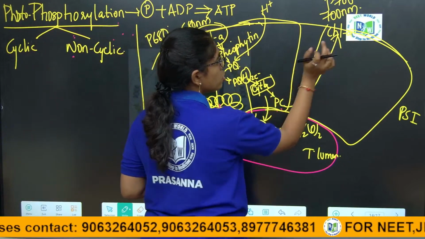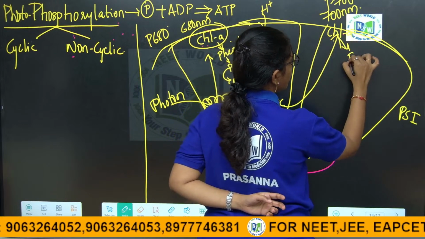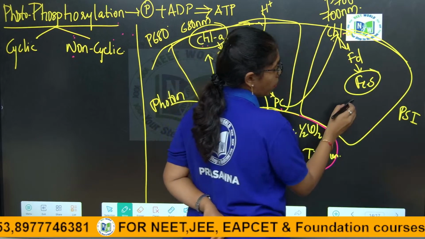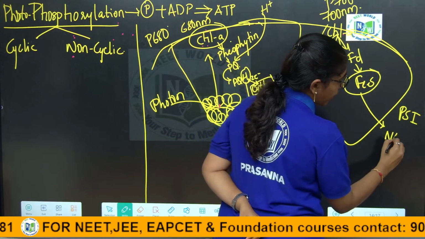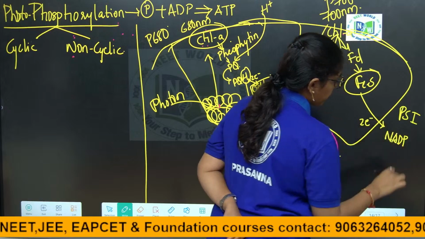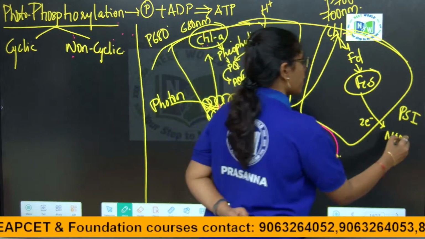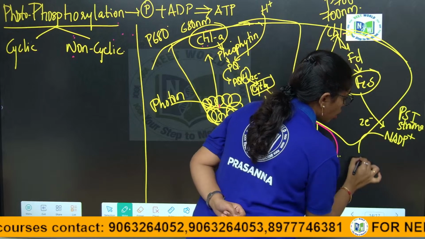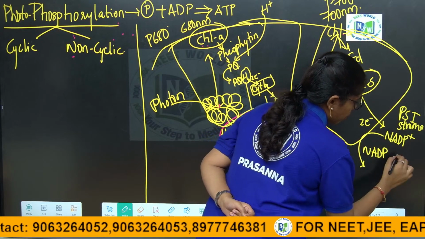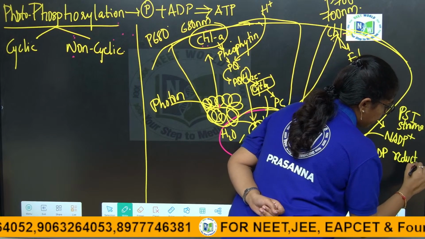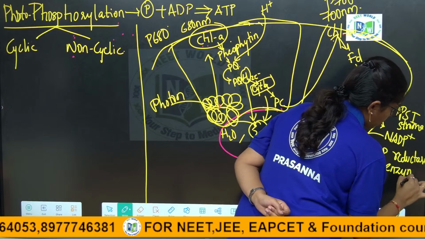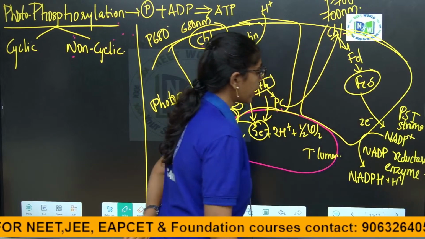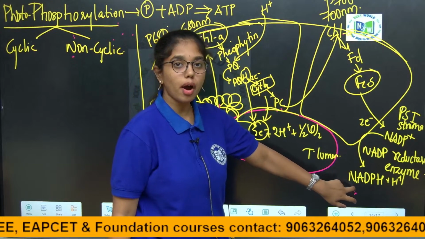From plastocyanin it is to chlorophyll A again, then to ferredoxin, the ferrous sulfur complex. After that it gives out to NADP plus. The final electron acceptor here is what? NADP plus. NADP plus is present in the stroma. In the presence of the NADP reductase enzyme, NADP plus is reduced to NADPH plus H plus. Now did you understand how NADPH is formed in plants?